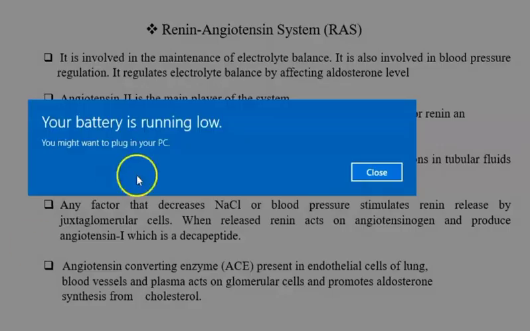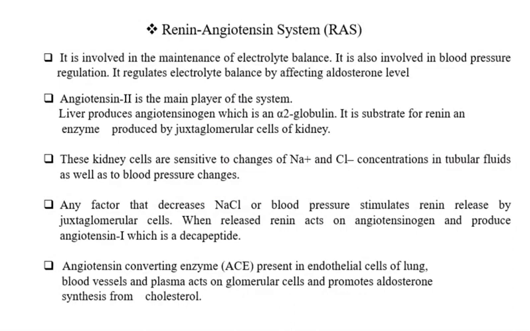So now we are looking at the Renin-Angiotensin system, RAS. It is involved in the maintenance of electrolyte balance. It is also involved in blood pressure regulation. It regulates electrolyte balance by affecting aldosterone level. The major key player in this Renin-Angiotensin system is Angiotensin 2. It is the real player of this system.